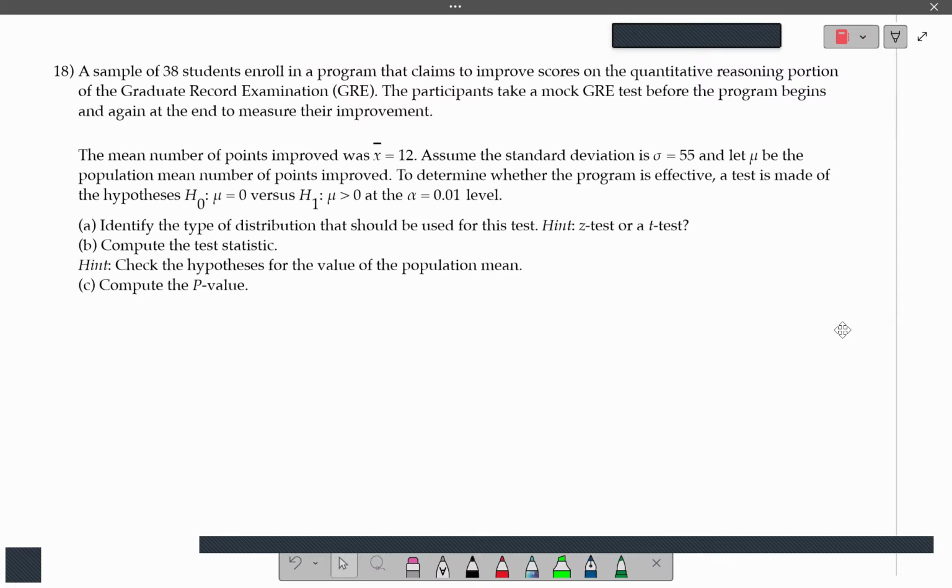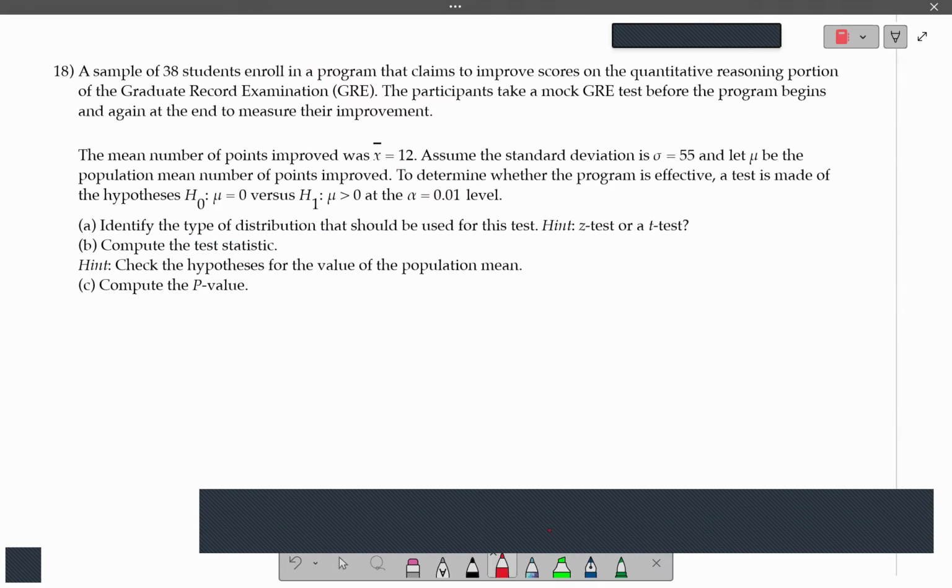All right, so what they are looking for is the X bar. The X bar here is the difference between them. X bar is going to be 12. Assume the standard deviation is going to be 55. That's the population standard deviation. All right, so sigma is known. There are 38 students. Sigma is known. What kind of table are you going to be using? Z table. All right, the two conditions are verified, so Z table. If one of them is wrong, T table.